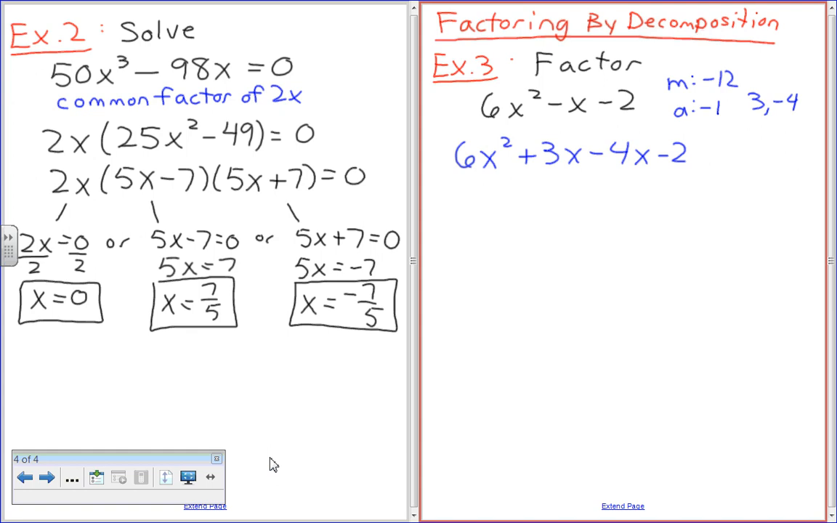Madison Thompson. What's common, please, between 6x squared and 3x? Good. What's left inside the brackets? Good. Yes. Brooke, what's common, please, between negative 4x and negative 2? What's left inside the brackets? So 2 negative 2x.